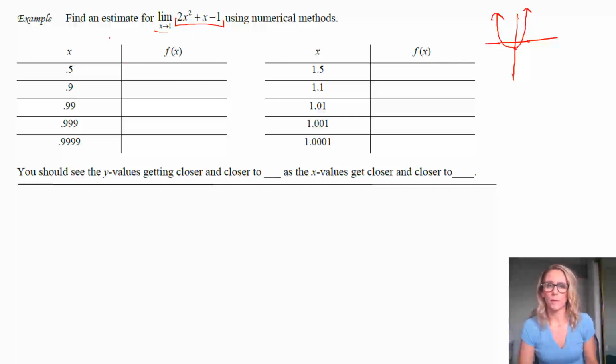So our job is basically to find out what happens as x gets very, very close to 1. And really, because this is a parabola, it's smooth and it's continuous. The domain is all real numbers.